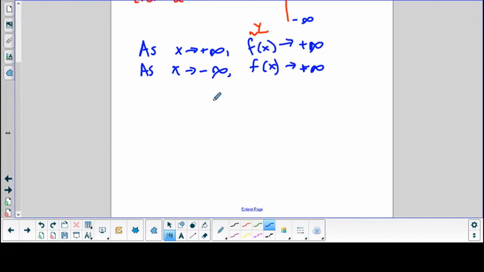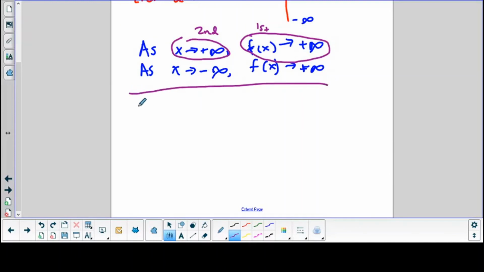Now, your homework does this in a little bit different notation, or a little bit different order, than what we did here, and I'm going to show you the difference. In your homework, they want you to start with the f of x part first. So basically, at the very end, you just need to take this part and write it first, and then take this part and write it second. So we're going to rewrite this first statement so that it matches with your homework: f of x goes to positive infinity, x goes to positive infinity.